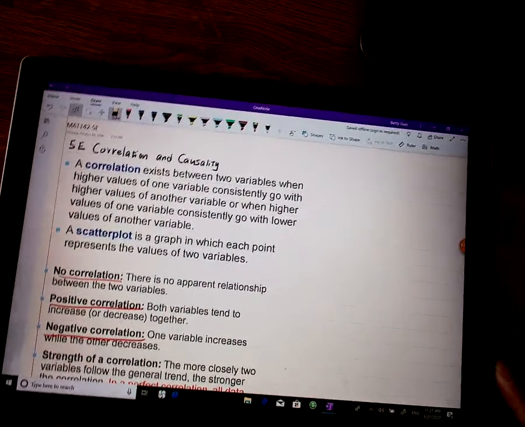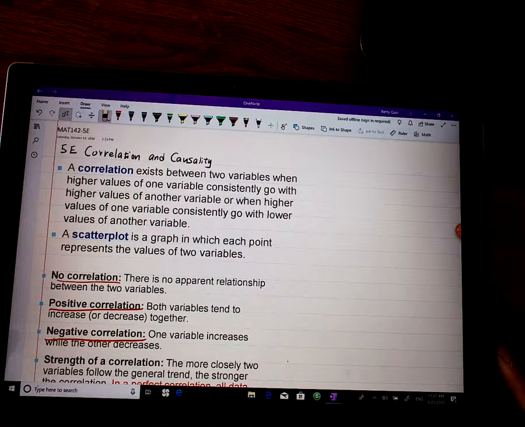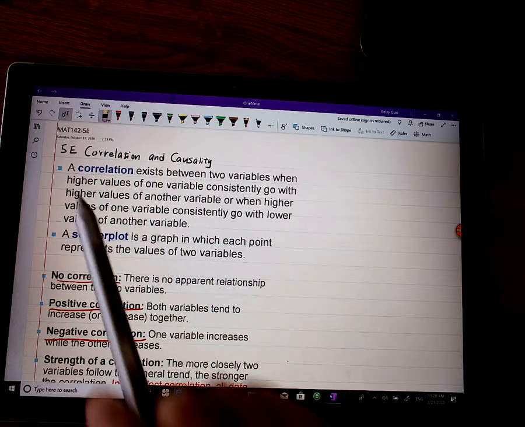Hello everyone. In this video, we are going to cover section 5E, correlation and causality. Correlation here means linear correlation. Let's first read the definition for correlation.